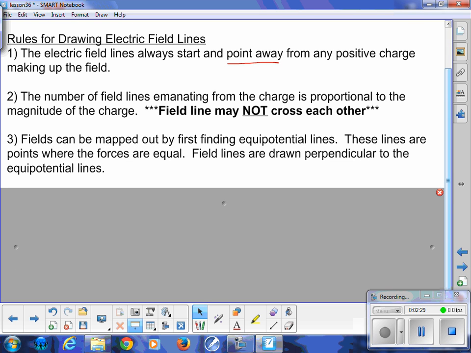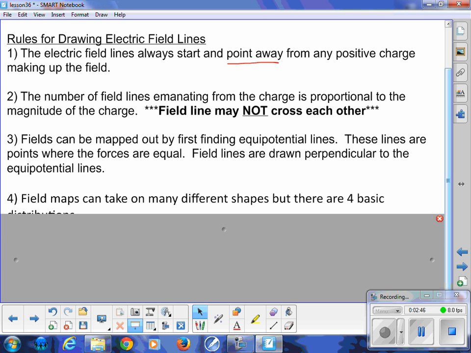Fields can be mapped out by first finding equipotential lines. Those are the lines where the force is the exact same. These lines are points where the forces are equal. Field lines are drawn perpendicular to the equipotential lines. And I'm going to illustrate that in a second here.